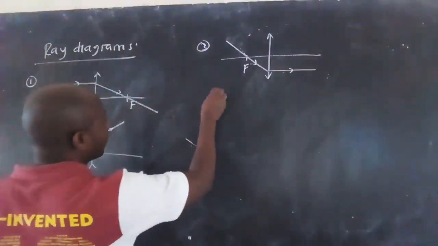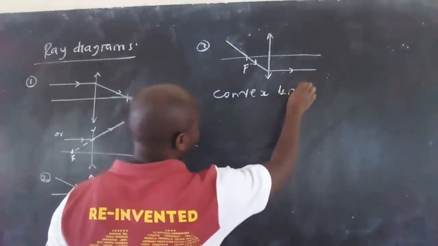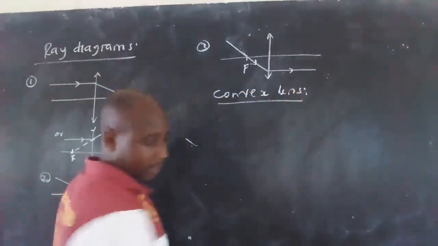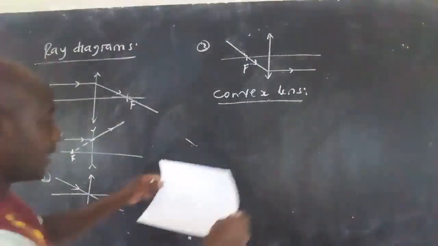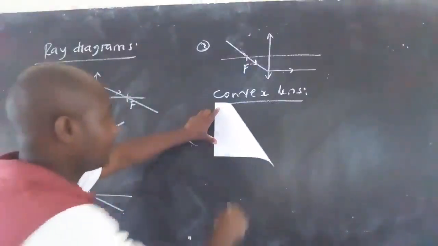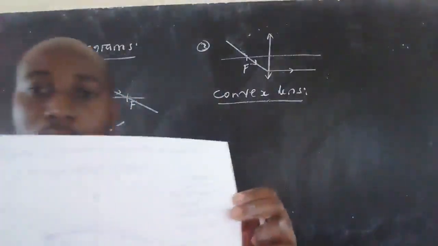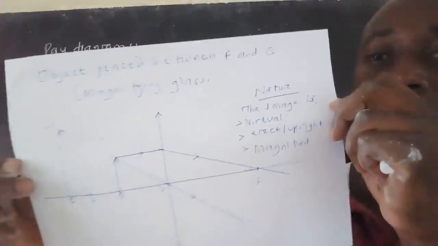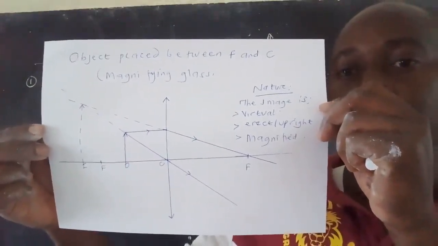We start with the convex lens. We shall start with the object placed between F and C. Object placed between F and C. So this is how the diagram will look. I hope it is clear.